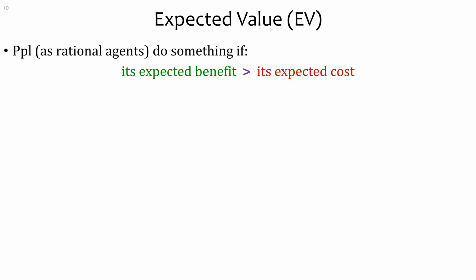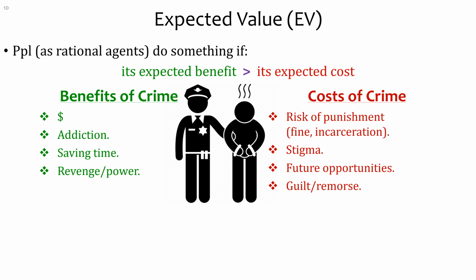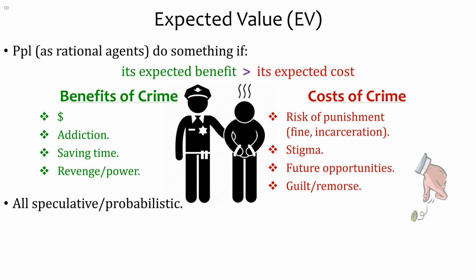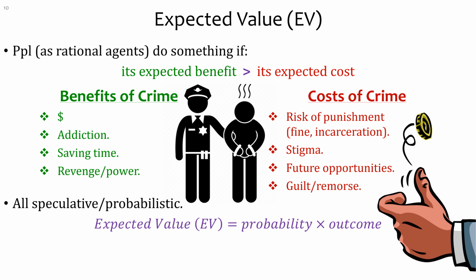Now, a person may seek a wide range of benefits through crime, and there are a number of costs to crime. I'm giving you a list of examples here. So what I want you to do is think of other examples of benefits and costs to crime. Not just material, but also psychological. And all this is probabilistic. So we're going to use a generic formula called expected value, which is probability times the outcome of something. And this applies to everything.